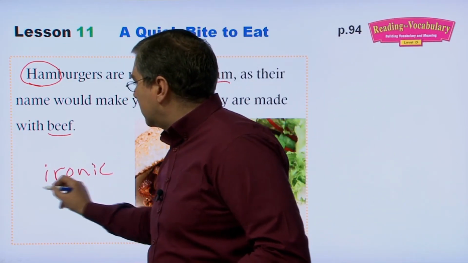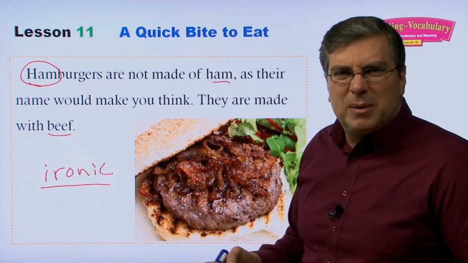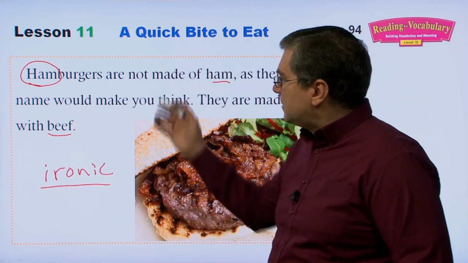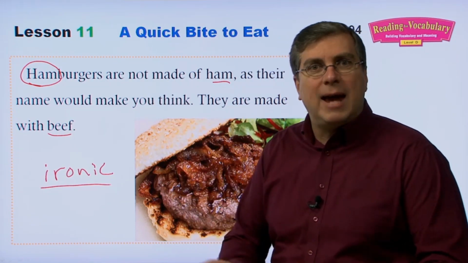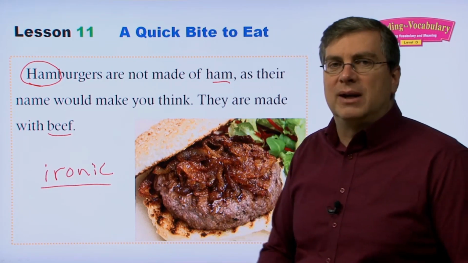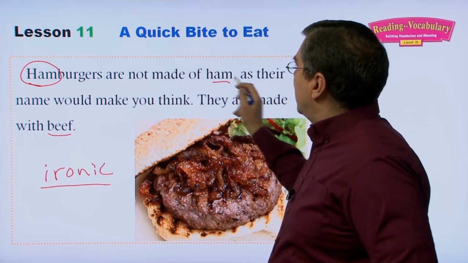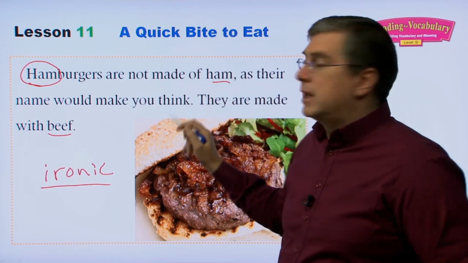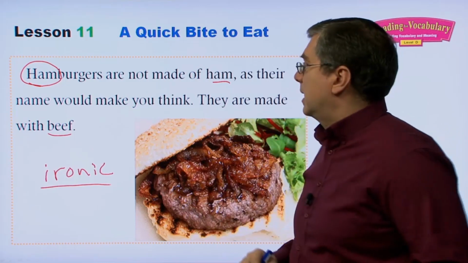Ironic means something unusual, something unexpected, something that's like the opposite of what you would expect. You hear the name hamburger, you think, oh, it's a sandwich with ham in it. No, it's a sandwich with beef in it. Why? Well, we'll explain in a bit. But first of all, hamburgers are not made of ham. Ham, of course, is dwaji-gogi, and they are made of beef. Beef is sogogi.